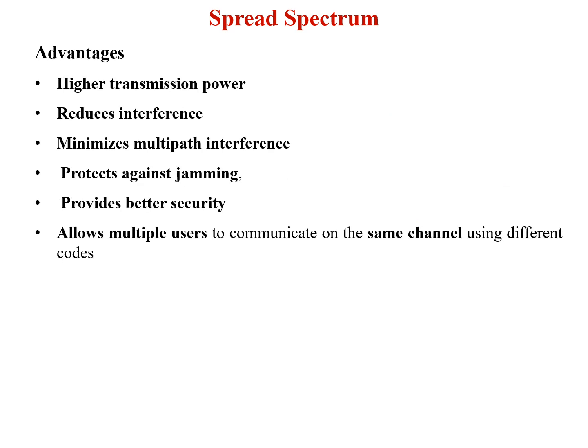Let us see the advantages of spread spectrum. It allows higher transmitter power for unlicensed wireless devices, reduces interference from other users sharing the same frequency, and minimizes multipath interference, which improves the signal quality. It protects against jamming, whether intentional or accidental, and provides better security by making the signal difficult to intercept. It also allows multiple users to communicate on the same channel using different codes. That is nothing but code division multiple access, or CDMA.